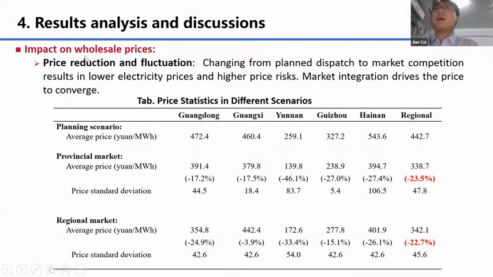And for the impact on the wholesale price, we can find that changing from the planning scenario to a market scenario will result in a lower electricity price and higher price risks. From planning scenario to provincial scenario, the average price will reduce by 23.5%. And from planning to the regional market, it will reduce by 22.7%. Since the planning scenario adopts the fixed benchmark price, the market reform and the market integration will bring the market price, which will change by the hours. So it necessarily brings market price risks.